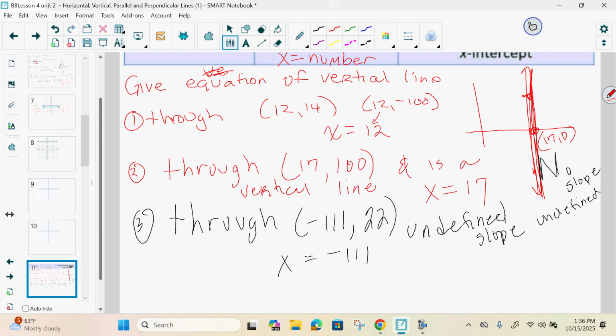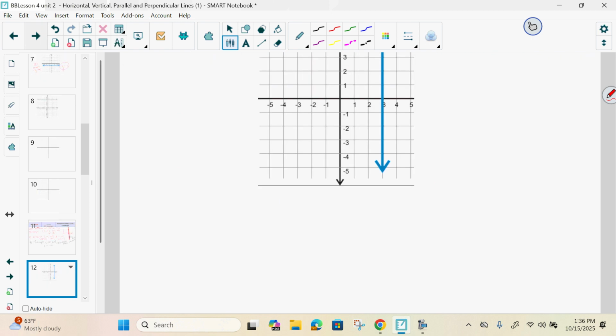And then last one, graph. Last one, graph. So, what's the equation? X equals 3, that's it. You just look at it, it passes through the x-axis, x equals 3. So those should be nice and easy. No work for those whatsoever.